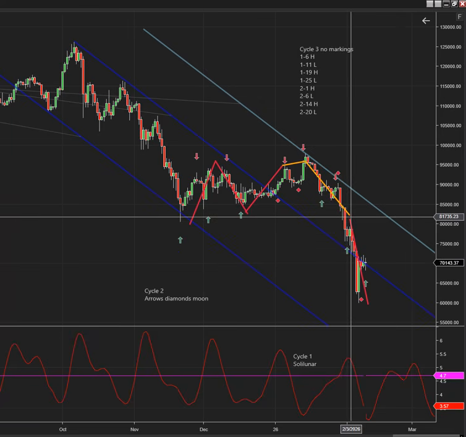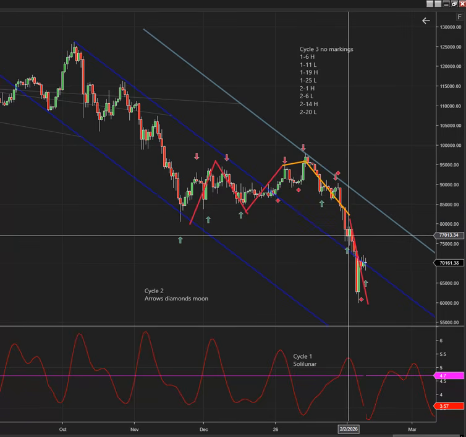We were expecting a high here also on the other cycle 3, but it was a very weak 1-bar move up. And when you just get a very weak reaction like that at a cycle point, that's an indication that it's just going to go hard in the other direction until the next cycle point is hit.